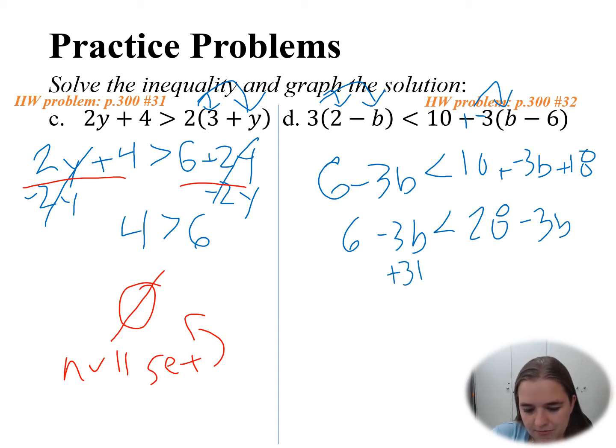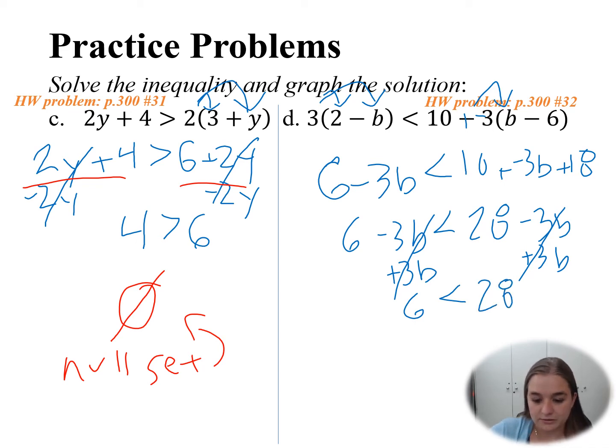When I add 3b to both sides, again, alarm bells should be going off because it cancels out. But I'm left this time with the statement 6 is less than 28. Well, is that true? In this case, yes. So how many solutions, or what solution set do I have here? In this case, all values are true.